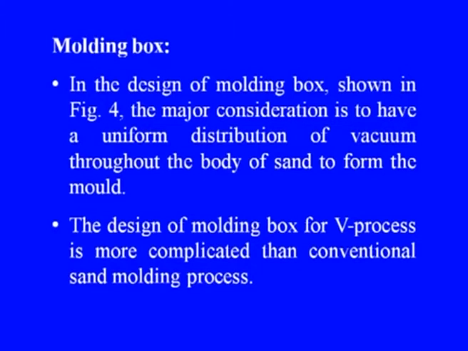The molding box. In the design of the molding box, as shown in figure 4, the major consideration is to have a uniform distribution of vacuum throughout the body of sand to form the mold. The design of the molding box for V process is more complicated than the conventional sand molding process. The box has to be made with annular wall on all the 4 sides. Inside walls are provided with windows. These windows are covered with very fine mesh and backed by a thin metallic strip having small holes for supporting the fine mesh.